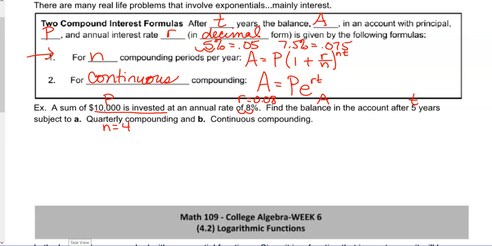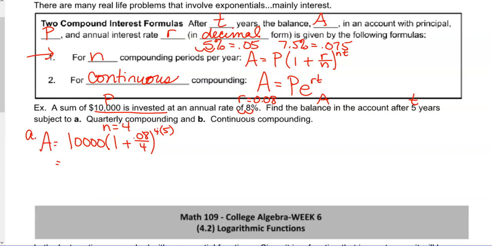At that point, once I've identified those things, we're going to plug in those values and figure out what our A is. So here's going to be part A. I'm going to use this formula right here, and I'm going to plug in the numbers. P was 10,000, originally invested. Then I need to take 1 plus my rate, 0.08, divide by the number of times it's compounded per year, which is 4, and then raise that to the N times T power, so the 4 times the 5 power, okay? So I'm going to clean this up just a little bit.